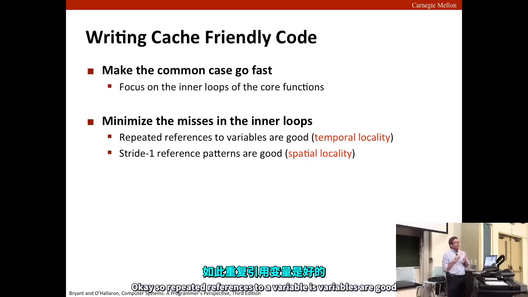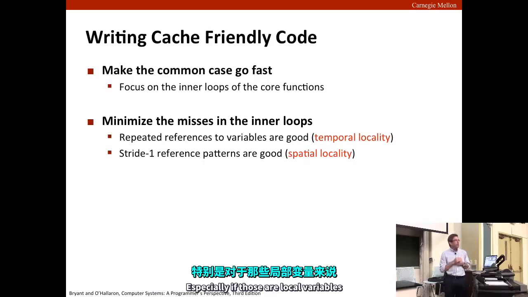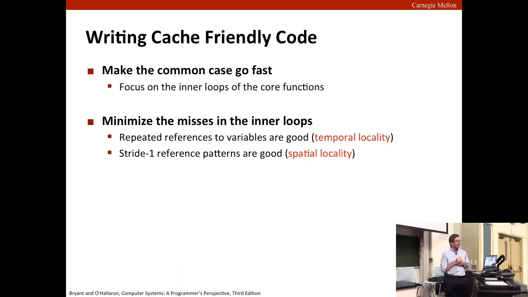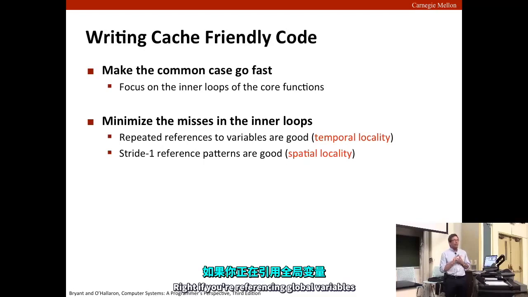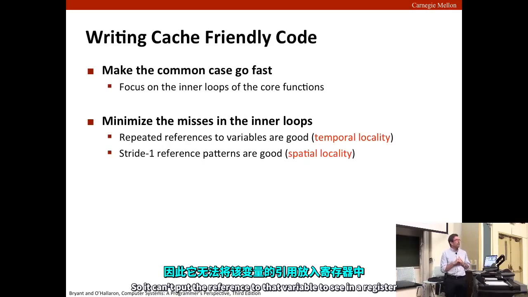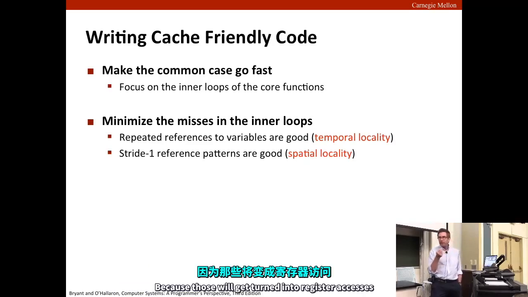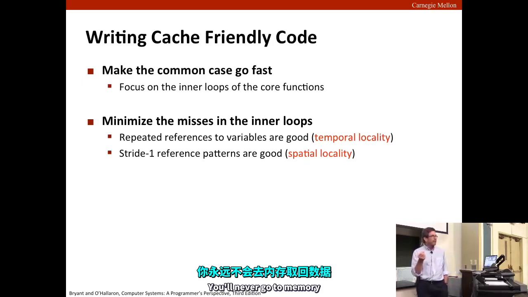Okay, so repeated references to variables are good, especially if those are local variables. Remember, if you declare a local variable in C, the compiler can put that in a register. If you're referencing global variables, maybe not. The compiler doesn't know what's going on, so it can't put the reference to that variable in a register. So repeated references to local variables stored on the stack are good because those will get turned into register accesses. You'll never go to memory.